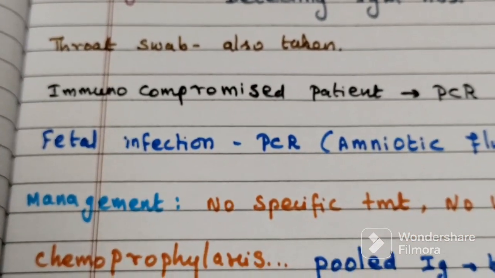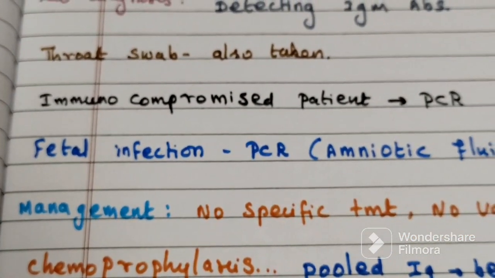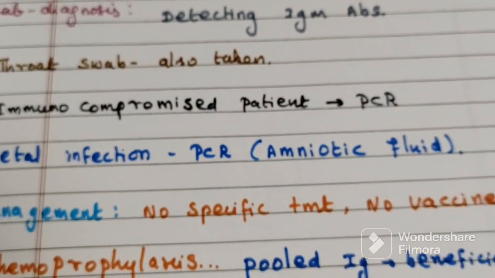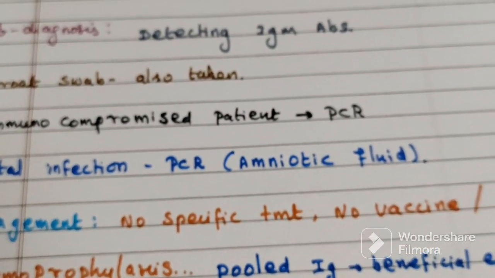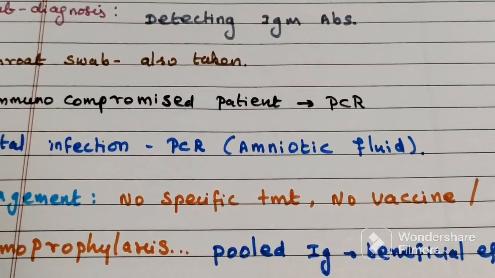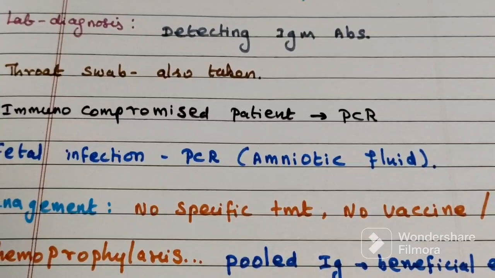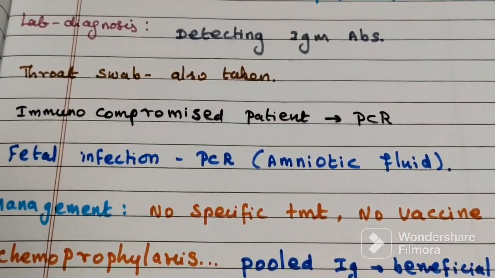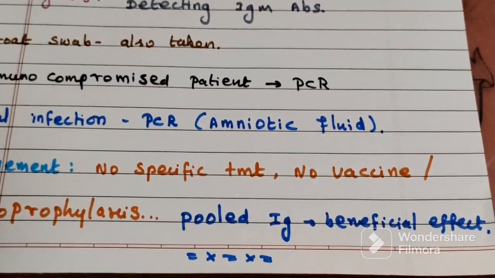Then treatment and management. There is no specific treatment available for B19 infection. No vaccine, no chemoprophylaxis. Pooled immunoglobulin may have a beneficial effect on chronic B19 infection in immunocompromised patients.